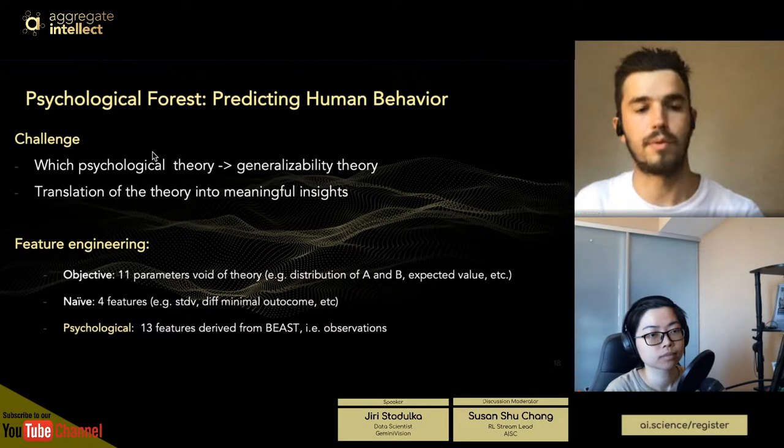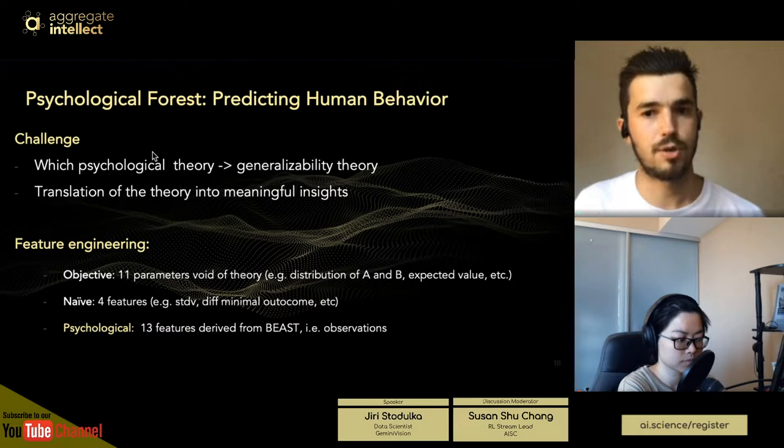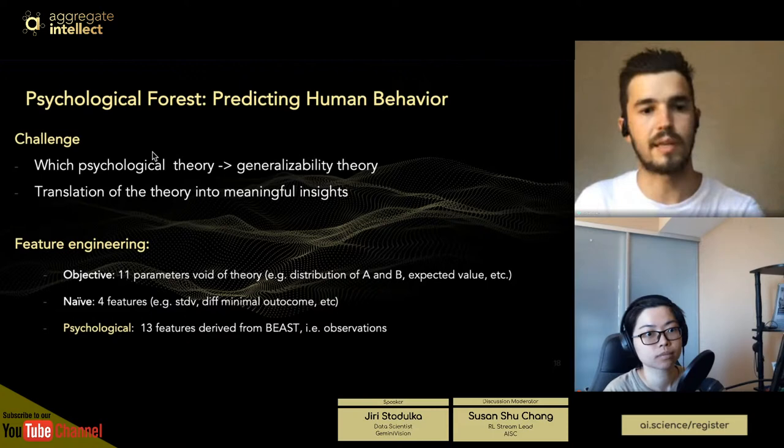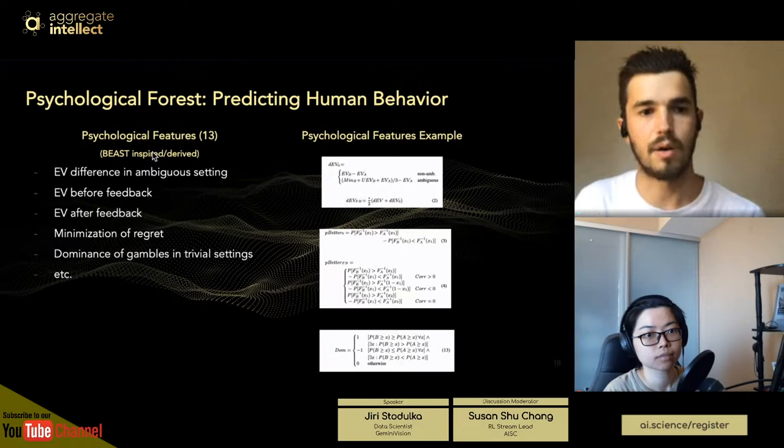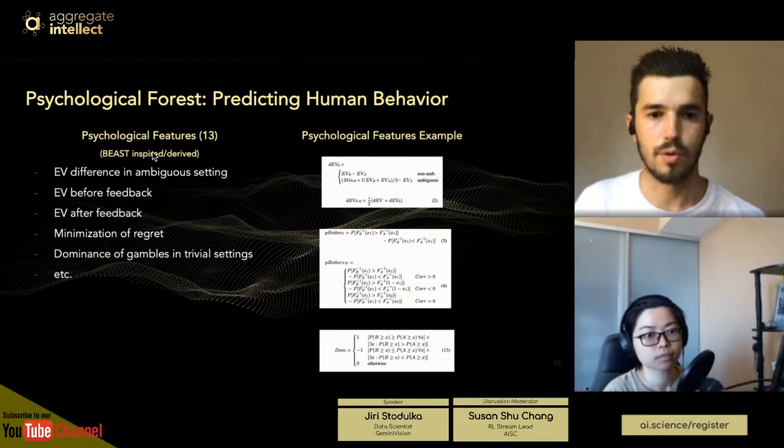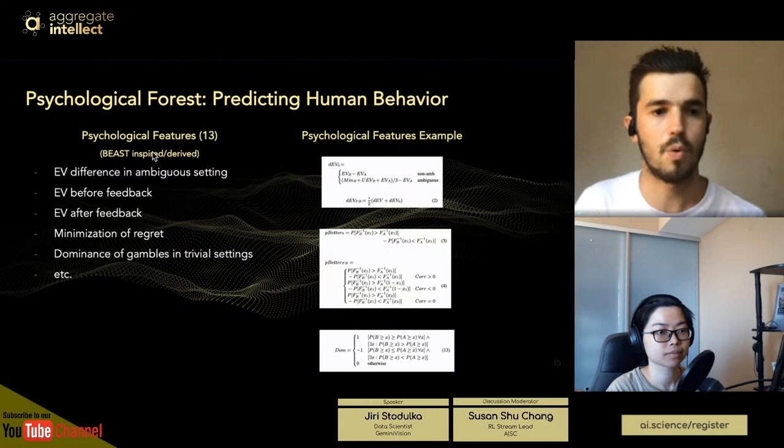There are three categories, like objective features, which were no theory-based features directly obtained from the data, but most importantly, the psychological features from BEAST were computed by the researchers or engineered for the model. So there are 13 of them. Most of them somehow accounted for expected value.